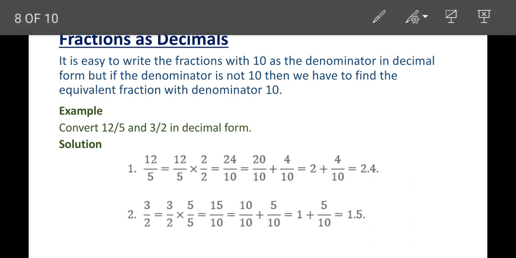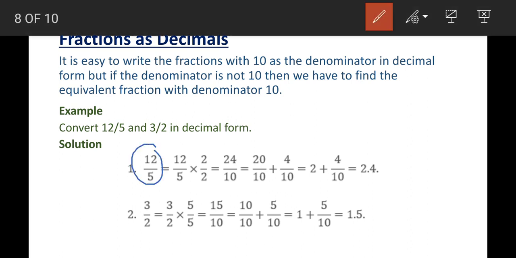Come to the solution. Here 12 by 5 is a fraction. We have to find the equivalent fraction of this having denominator 10, as it is easier to convert any fraction having denominator 10 to decimal form. If we multiply 2 in the numerator and denominator, we'll get 10 as the denominator. So I have multiplied 5 to 10 and 12 to 24. Next, it can be written as 20 by 10 plus 4 by 10. 20 by 10 is 2, and 4 by 10 can be written as 0.4. So the decimal form of this one is 2.4.